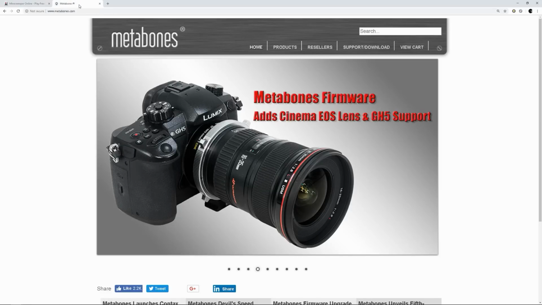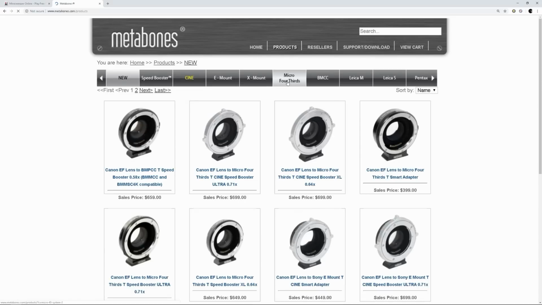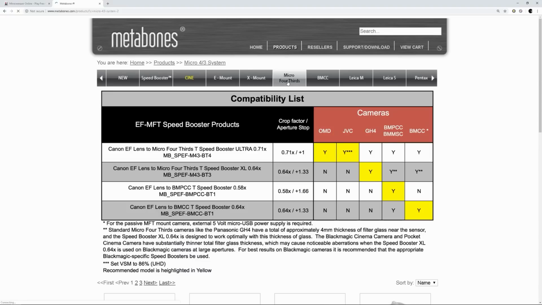If you go to the Metabones website, click on products, then click on Micro Four Thirds, it's going to show you the compatibility listing. We're all going to be looking at the first two, the Ultra and the XL, because the last two are the BMPCC, which is the version one, which you would think would work, and the 0.64. I'm only focusing on these two because I haven't tested them, so I can't vouch for them.